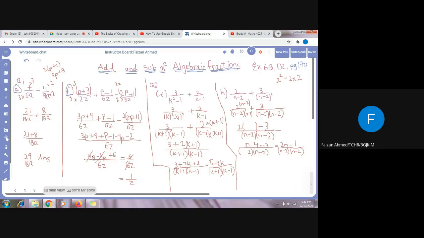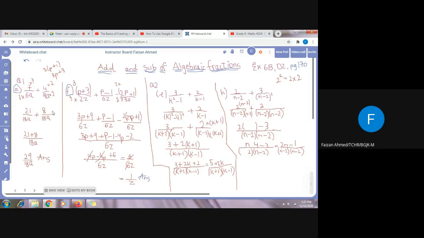because they are same. The only difference is of the sign, so they will be cancelled out, and the only remaining thing will be 6 upon 6z, and I know that 6 and 6 can be cancelled out, so the final answer of this part will be 1 upon z. Since I cannot further simplify it, this is the final answer.